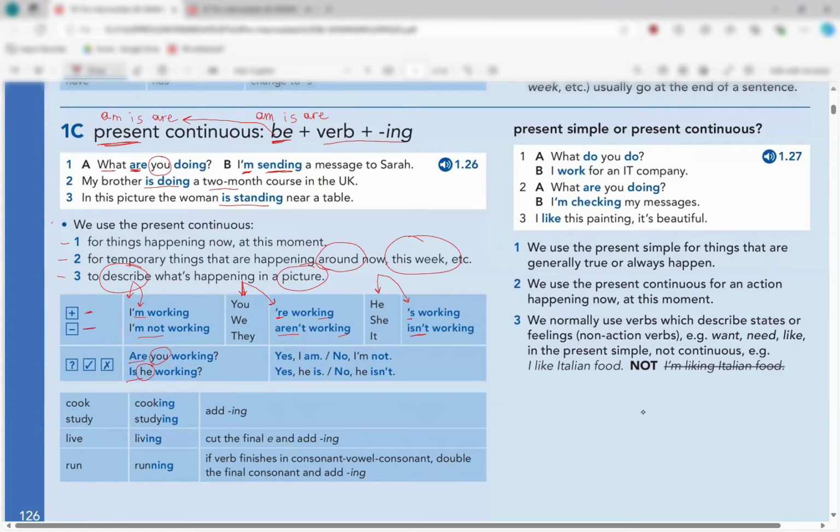Like in this picture, the woman is standing near a table. In this picture, the woman is pouring milk into the jug, and so on. Okay, so these are the 3 ways of using present continuous.